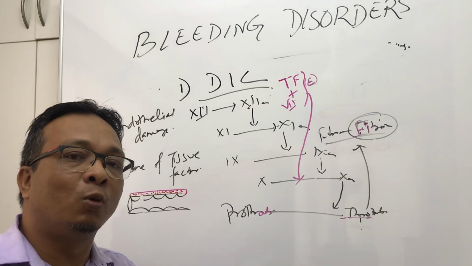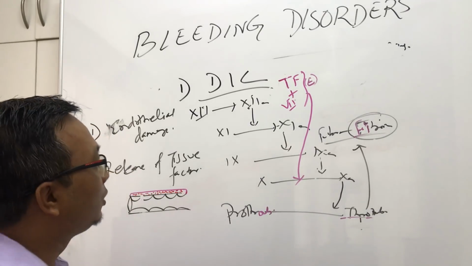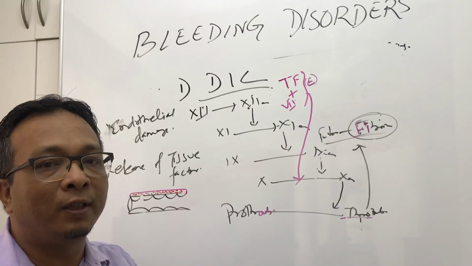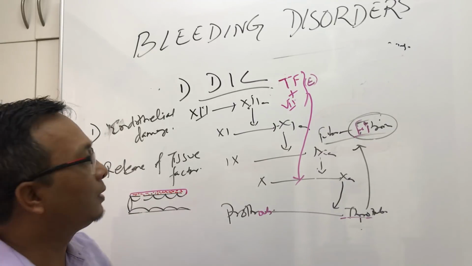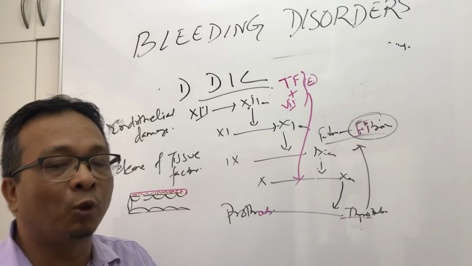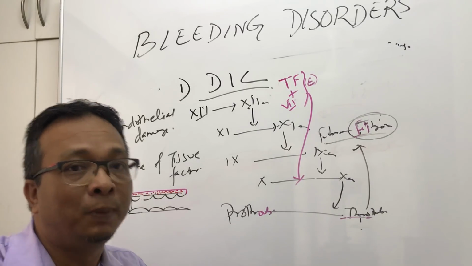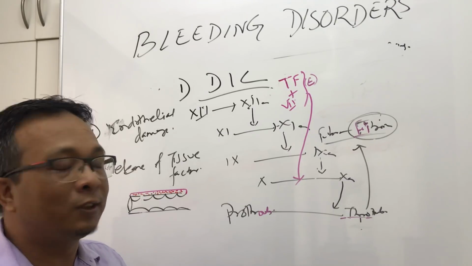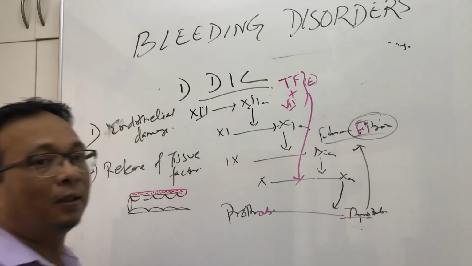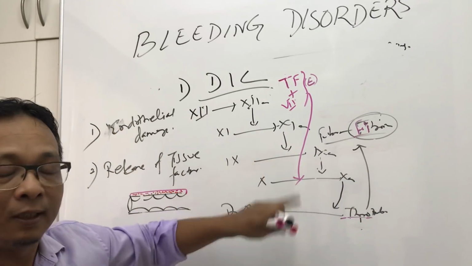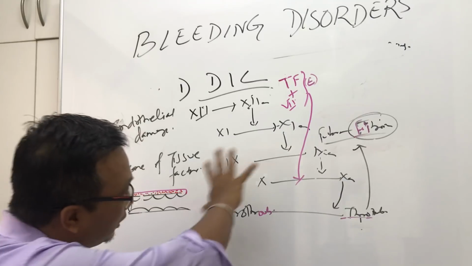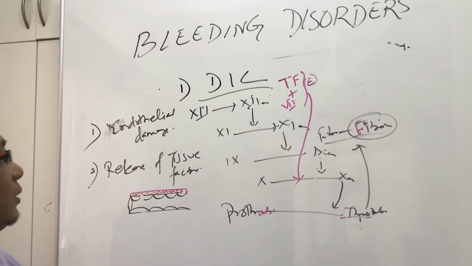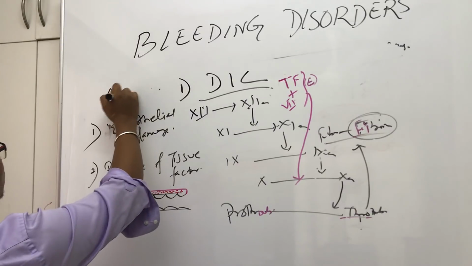Now what happens when the coagulation mechanism is suddenly stimulated? It will consume all the clotting factors. Clotting factors are consumed very fast, and as a result our body becomes deficient of clotting factors, and as a result spontaneous bleeding will start because of this consumption of clotting factors. That's why it's also called consumption coagulopathy.